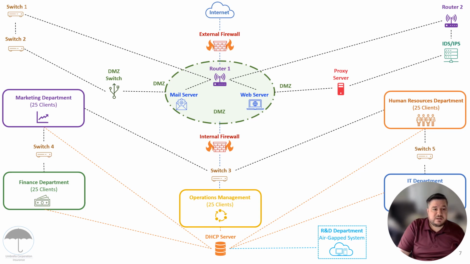Lastly, the DHCP server will assign IP addresses to the devices on the network. The R&D department will be air-gapped, where there is no connection to the internet or any other network. This prevents malicious activity coming from outside attackers, and this will also greatly enhance security and protect the information from being easily accessible. Again, here is the DHCP server, and it is connecting to all the other departments as well as the air-gap system.